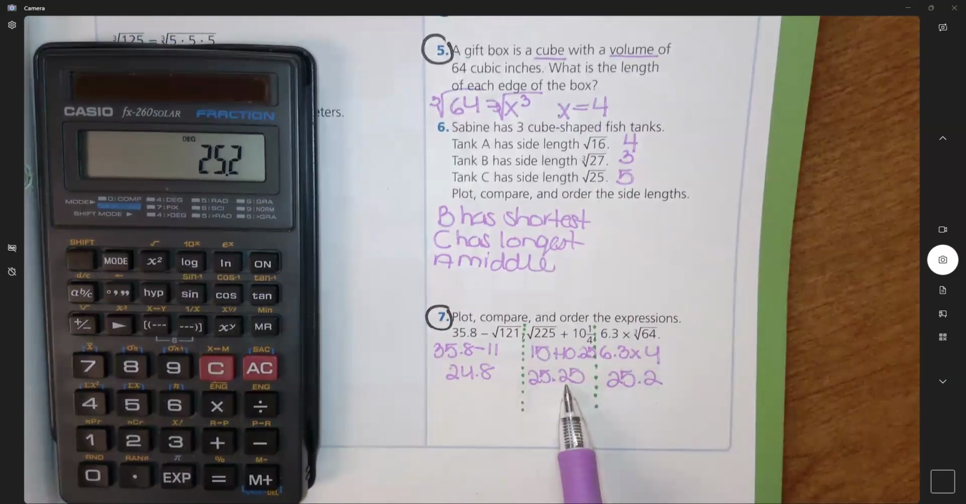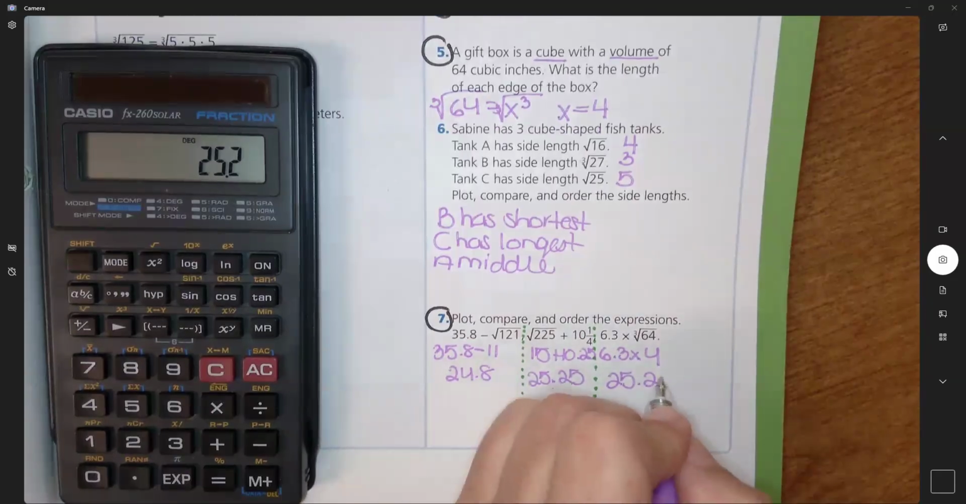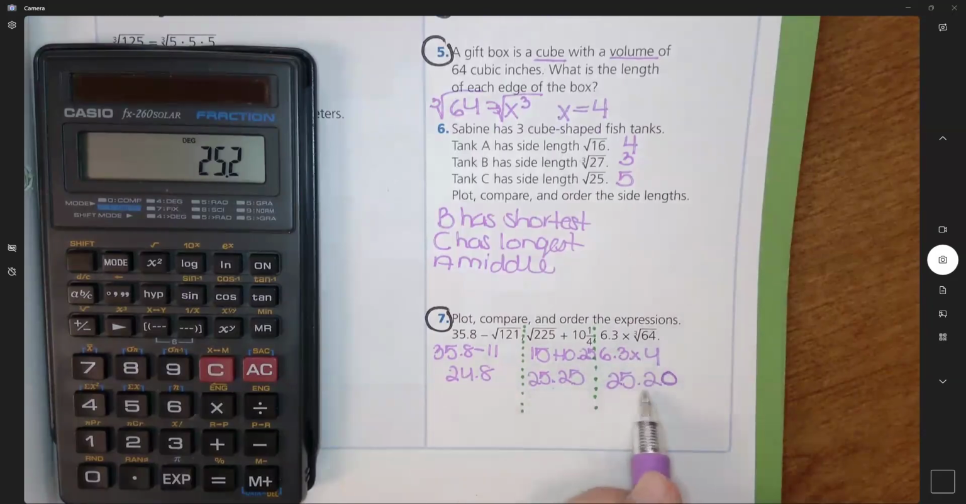And now you can plot and compare these numbers based on the decimals that we got from those expressions. So this one would be the biggest because this is 25.25. This would be considered 25.20. This one's the smallest. If you were going to put them on a number line, this one would be closer to 24. This one would be closer to 26. I mean, you can now work with these numbers in decimal form.